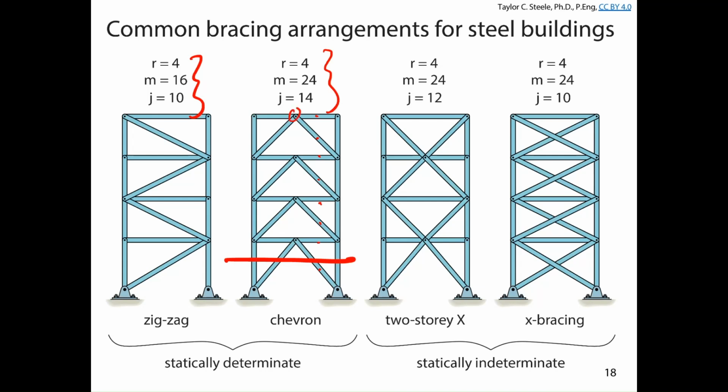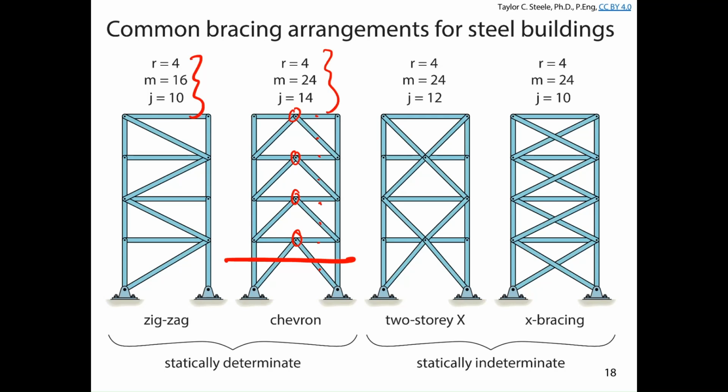And there are some interesting ways that you can cut through this truss to make it statically determinate and figure out what those member forces should be, but my goal here is not to go through that. It's just to identify that this particular bracing arrangement is statically determinate, and you can figure it out without doing anything particularly fancy.